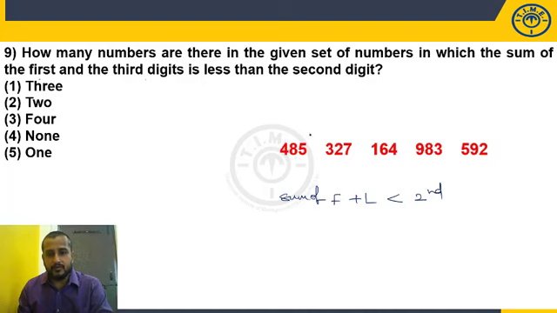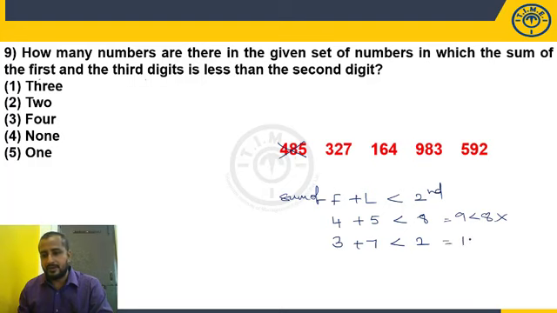Okay. What is the first number? 485. What is the first digit? 4. What is the last? 5. What is the second digit? 8. So 4 plus 5, is 9 less than 8? No. So this is not my required one. Okay, 327. First 3, last 7, second 2. So 3 plus 7 is 10. Is 10 less than 2? No, even it is not the required one.